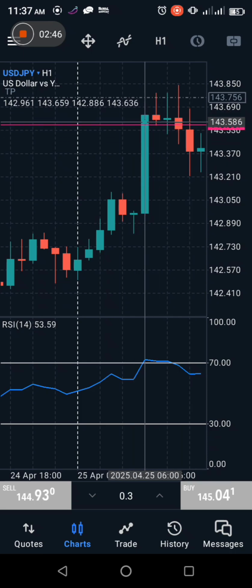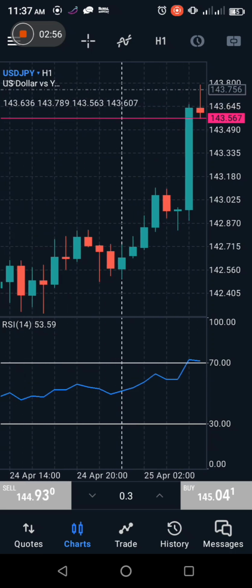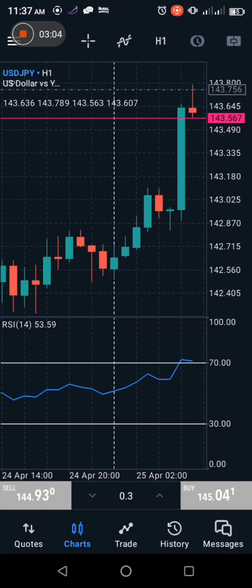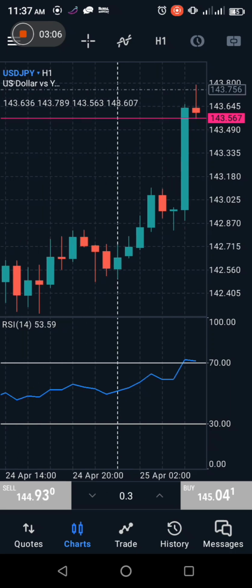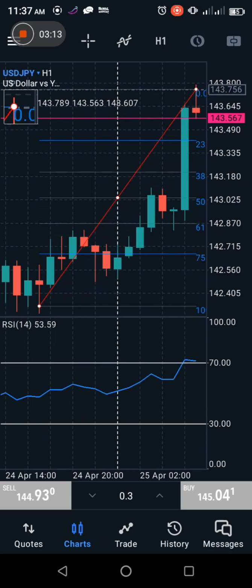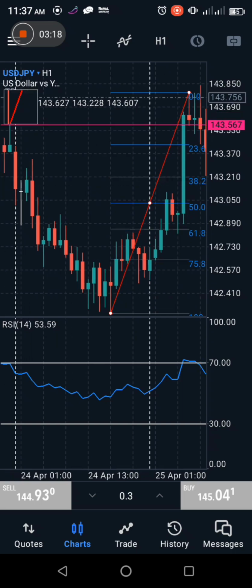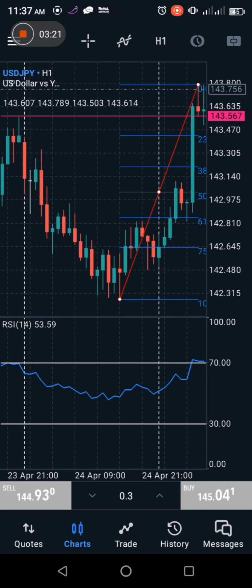Can you see? The green candle closed above, then the next candle closed above. That means the structure has been broken. This alone has given you enough satisfaction that structure has been broken. Now, what do you do when you have confirmed that structure has been broken? You now pull out your Fibonacci from the low to the high. Let's see if this is the lowest point. Okay, yeah, it is. So from this low to this high.